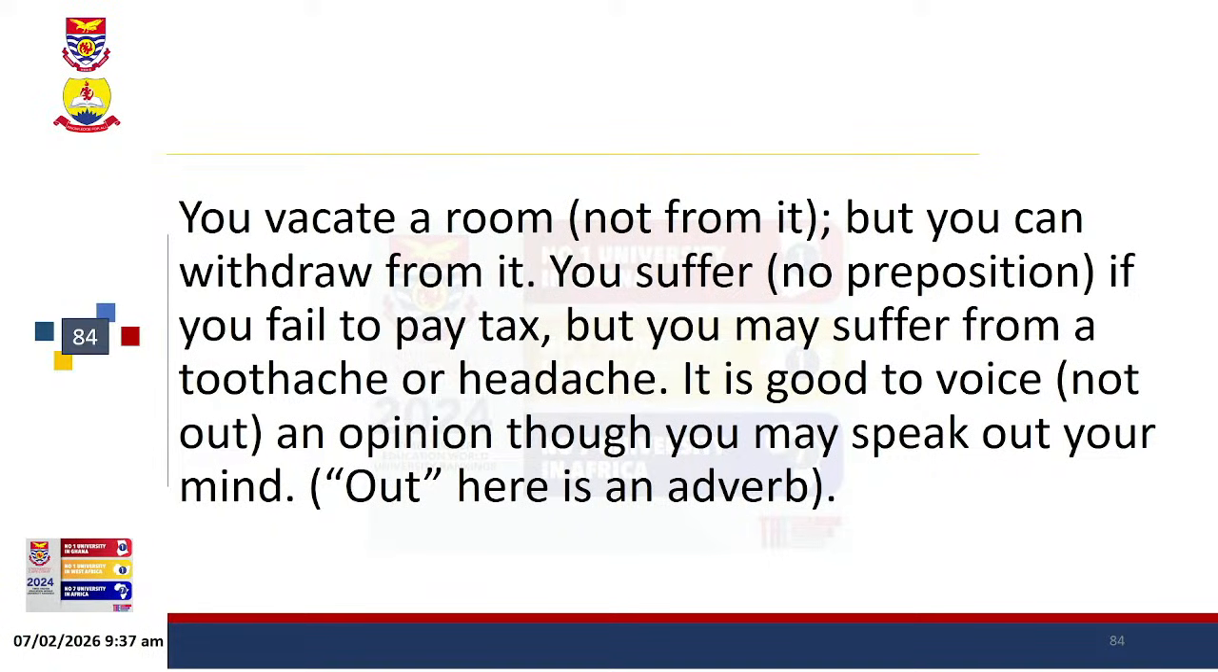To voice means to speak out. So you don't need the out in voice. Okay? Don't say it is good to voice out. You say it is good to voice your opinion. You may also say speak out your opinion or your mind. Speak out your mind. Out here is an adverb, not a preposition.